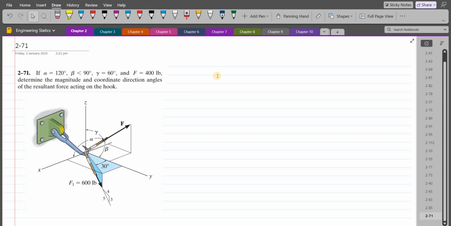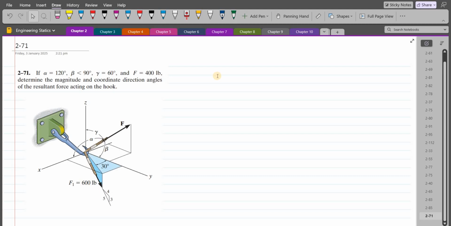In this video, we will solve problem 2-71 from R.C. Hibbeler Engineering Statics, 12th edition. According to this problem, if alpha is 120 degrees, beta has to be less than 90 degrees, gamma is 60 degrees, and F is 400 lbs, we have to determine the magnitude and coordinate direction angles of the resultant force acting on the hook.